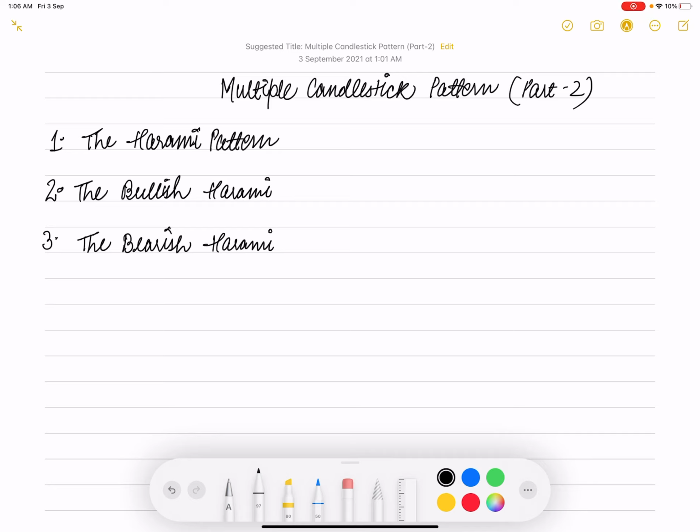Before you start thinking, the word Harami does not mean what the word Harami means in Hindi. Apparently, it is the old Japanese word for pregnant. You'd appreciate the intuitiveness of this word when you see the candlestick formation.